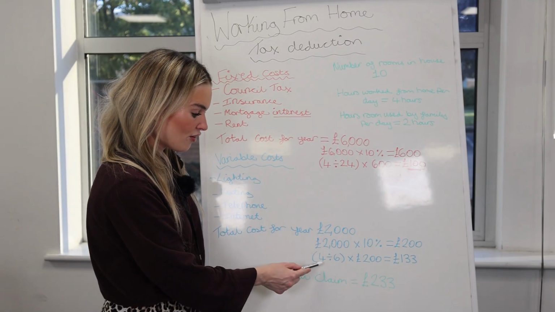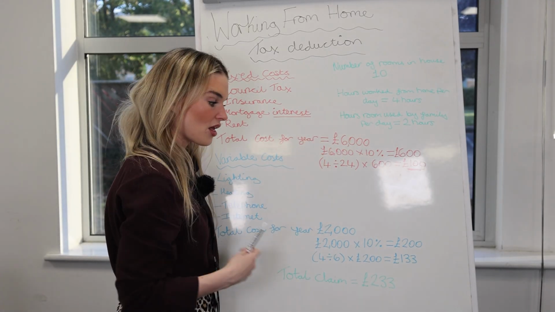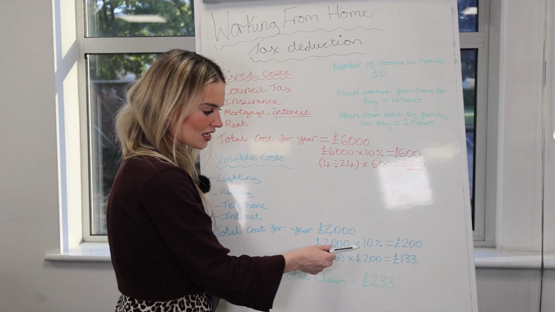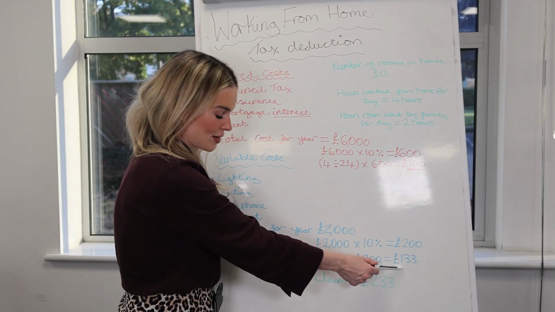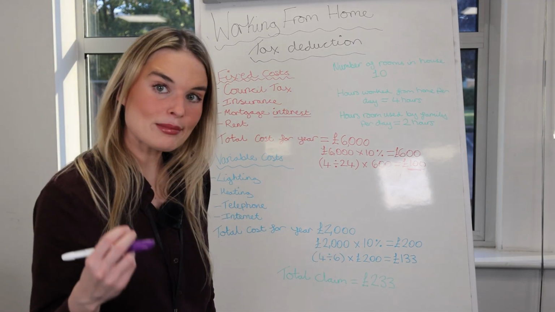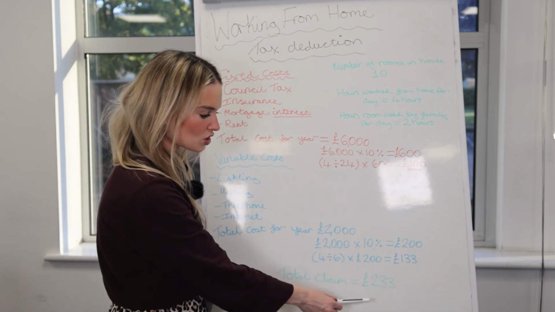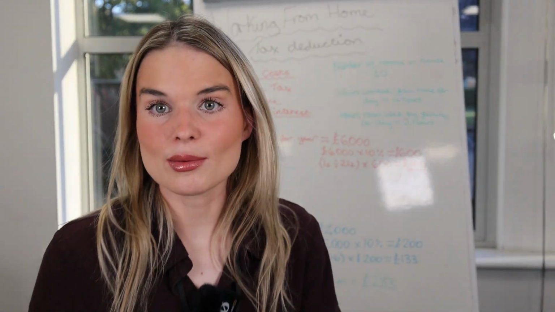So then I've got my 4 working hours divided by 6, which is the total amount of time that I use the room for a day, times £200, which is the 10% figure up here. So that is £133. So my total claim for the year will be these two figures added together, which comes to £233. So £233, not a massive amount.